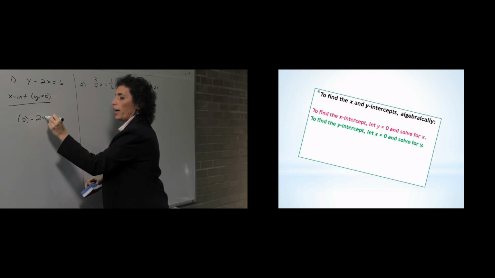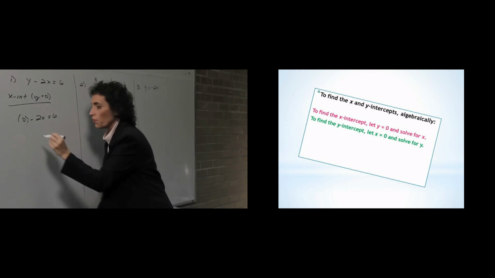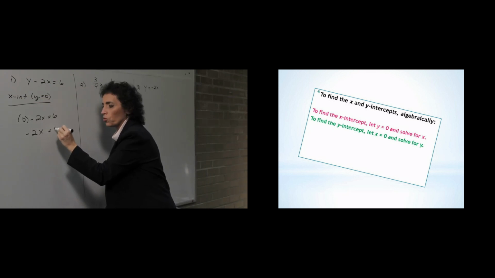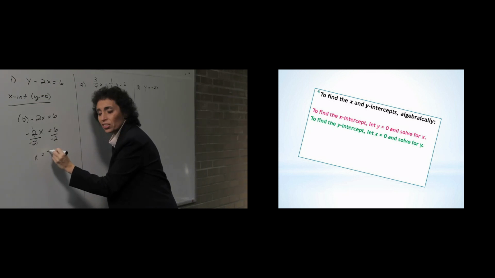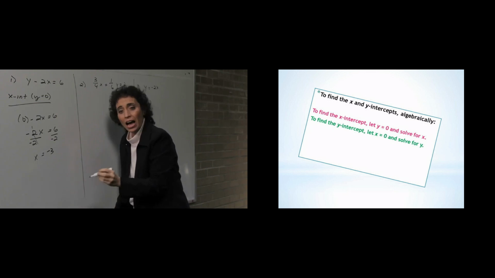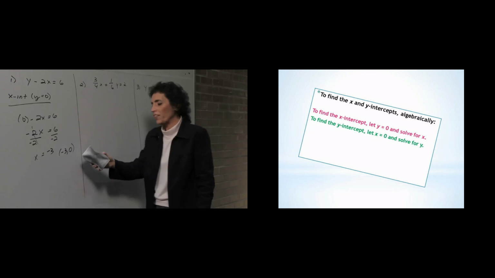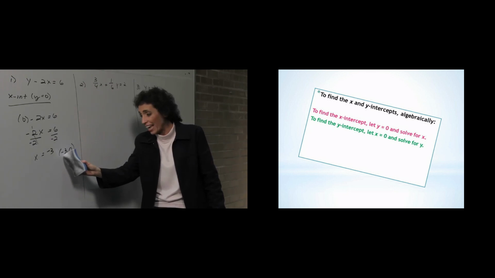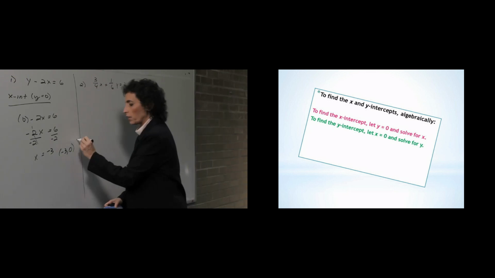0 minus 2x equals 6 because I'm making y 0. So I get negative 2x equals 6. Divide by negative 2. Divide by negative 2. x equals negative 3. So I now have the point negative 3 comma 0. So when I want the x-intercept, I have an x here. There's the x, y is 0. So the x-intercept is negative 3.